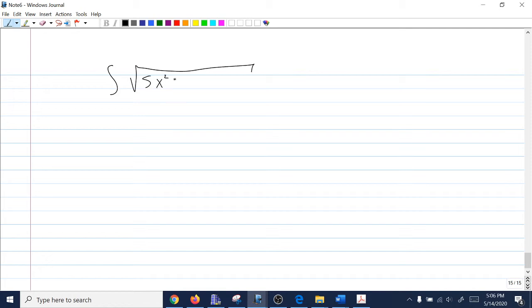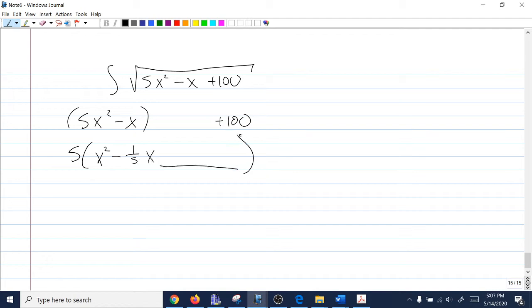I think it was 5x squared minus x plus 100. The idea is 5x squared minus x, move the plus 100 off to the other side. Factor the 5 out of here. Even though it doesn't factor easily, force it out. I get 1/5 x. Leave the blank.